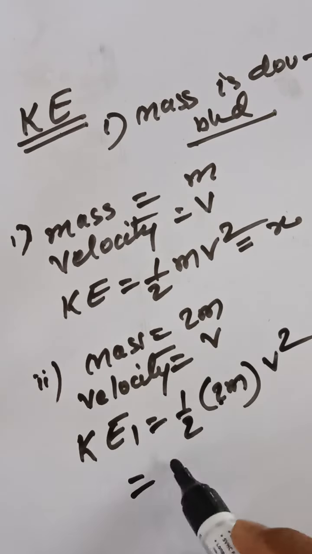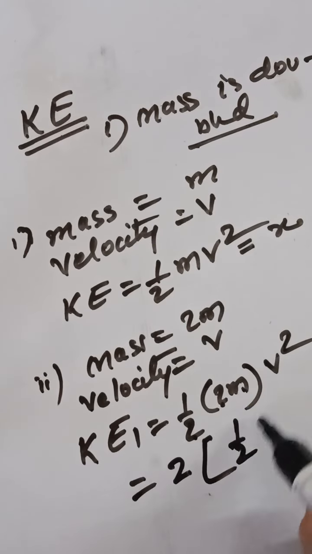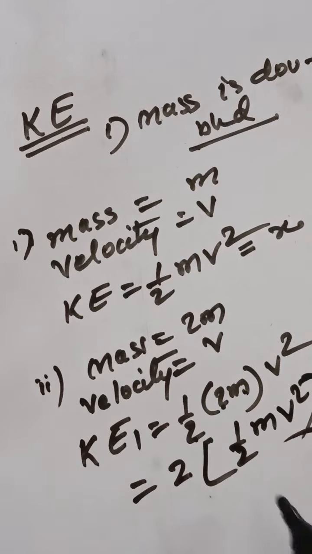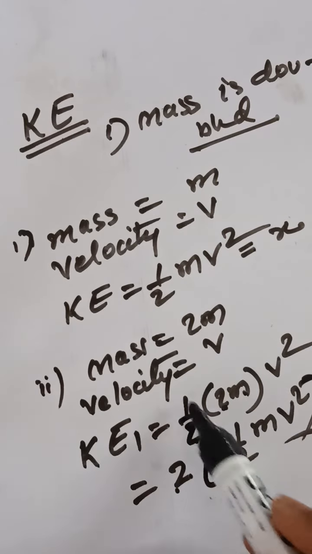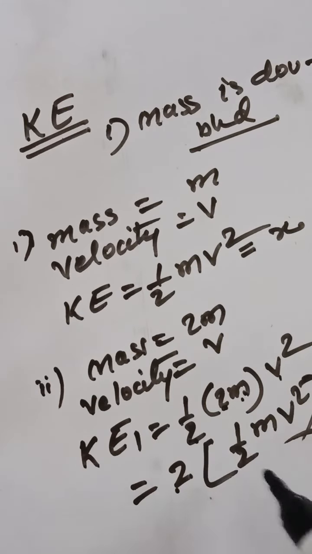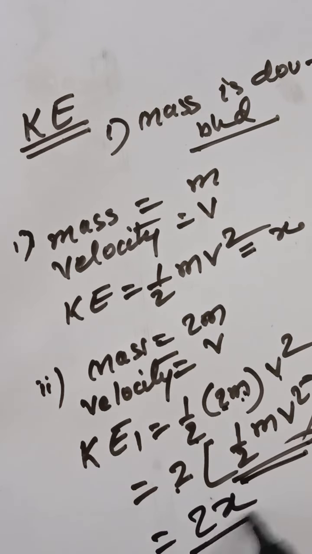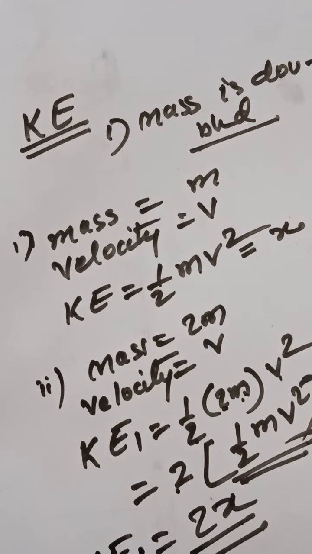Take this 2 here. Half m v square. We have taken the 2 outside the bracket, and in the bracket we have written half m v square, and this we already have as x. So it is 2x, which means if we double the mass of the object, its kinetic energy will be doubled.